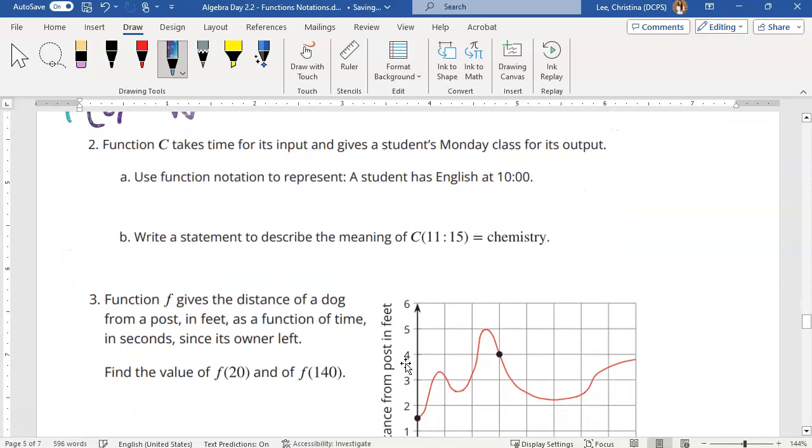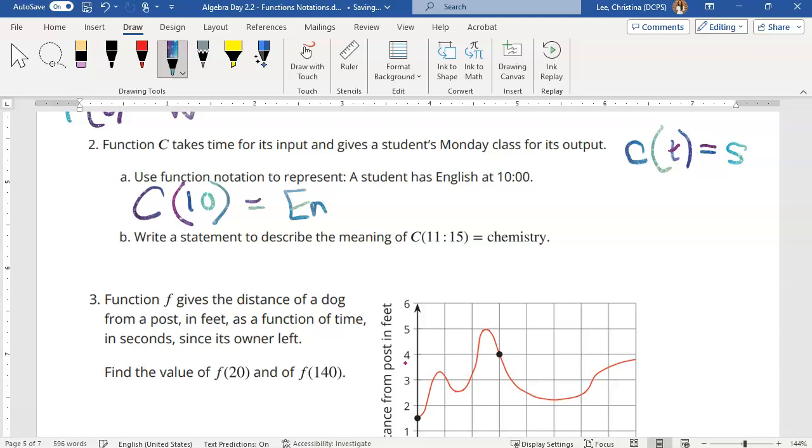All right, so function C takes time for its input. So you can already go ahead and think about what that function notation would look like, and gives a student's Monday class for its output. So then this is the Monday class on a given day. It says use function notation to represent a student has English at 10. So we'll say subject like this, all right? So the function C of 10, that's the time at 10 a.m. equals English. That's the class that they have on Monday at that time.